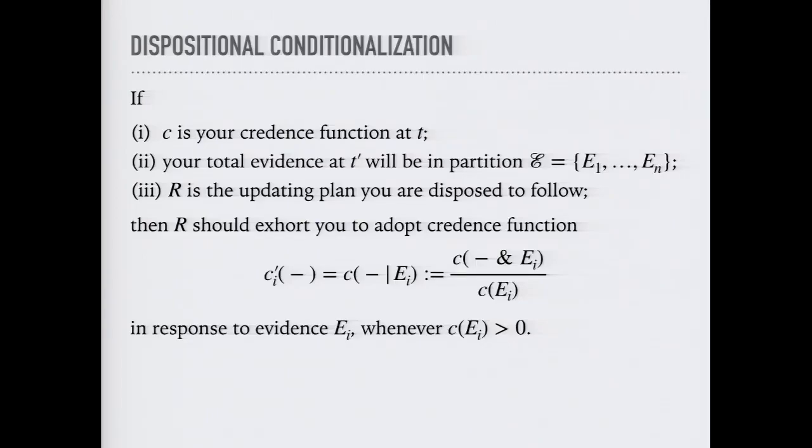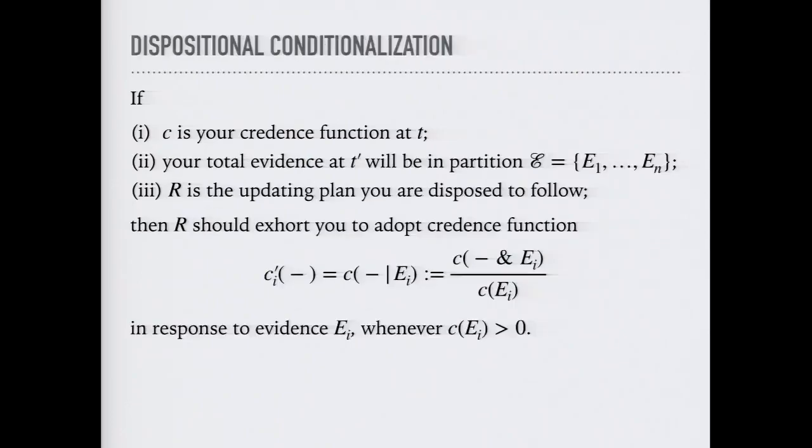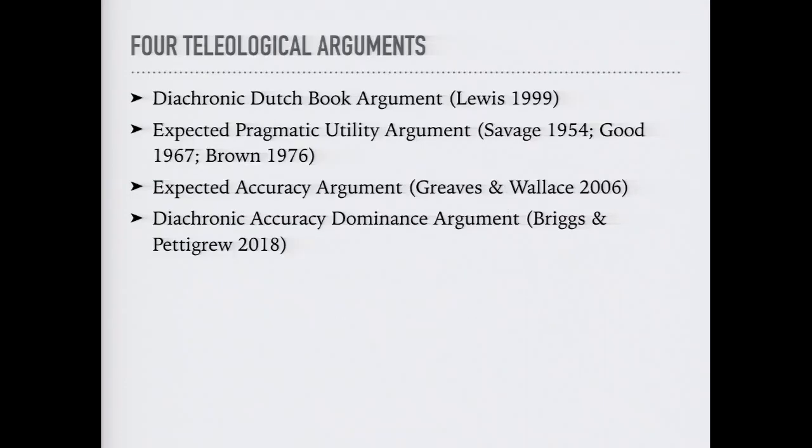Part of the reason for separating them out is that most people in introductory or slightly informal presentations of Bayesianism talk as if actual conditionalization is the norm they're interested in. But what many of the arguments, particularly the ones I'm going to consider here, really show is that plan conditionalization or dispositional conditionalization is true. Then there's a separate question: can you go from arguments that justify those two to a justification for actual conditionalization? We'll come on to that a little later on.